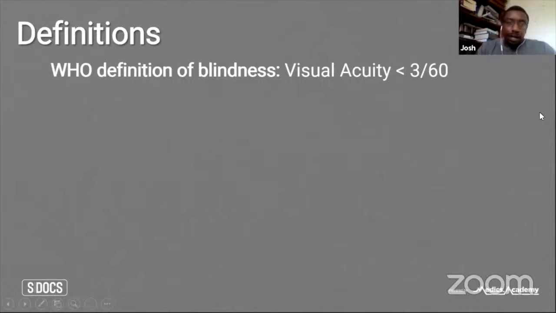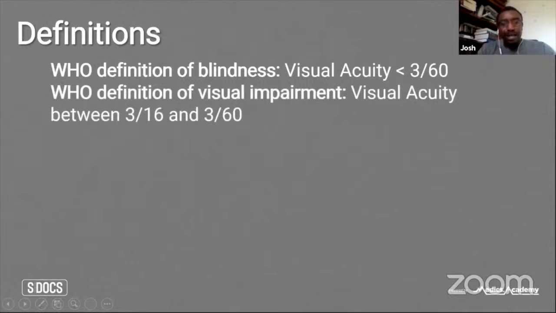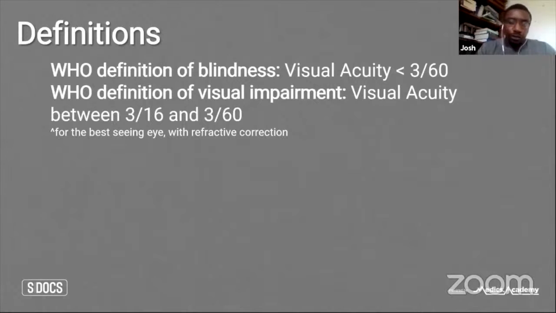So that is blindness. And the WHO definition of visual impairment is a visual acuity anywhere between 3/16 and 3/60. So once again, just to explain the concepts, and hopefully you're able to understand, a visual acuity of 3/16 means that an individual from 3 meters can see what a normal person can see from 16 meters. If you take the person further more than 3 meters away from the objects, they can't see it anymore. So that is the definition of visual impairment. And these definitions are with the caveat that these are for the best seeing eye and with appropriate refractive correction for the patient or individual as well. So glasses or contact lenses is refractive correction.